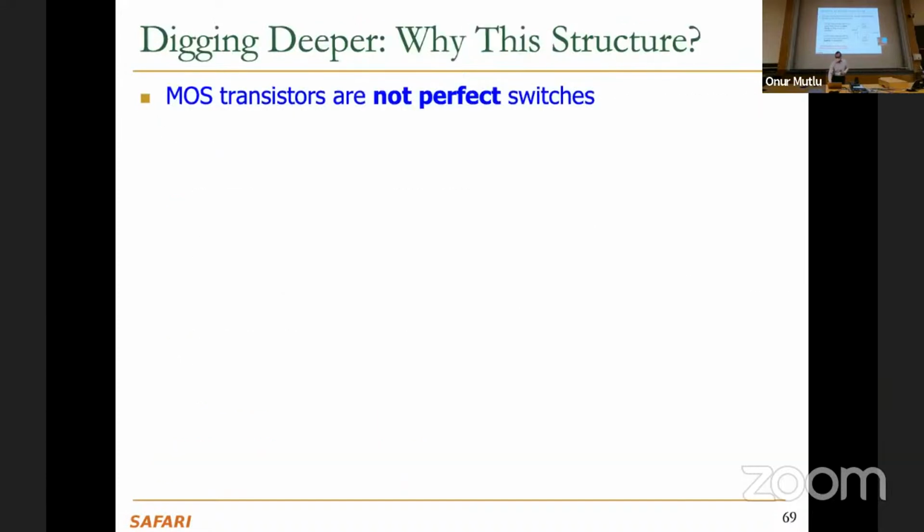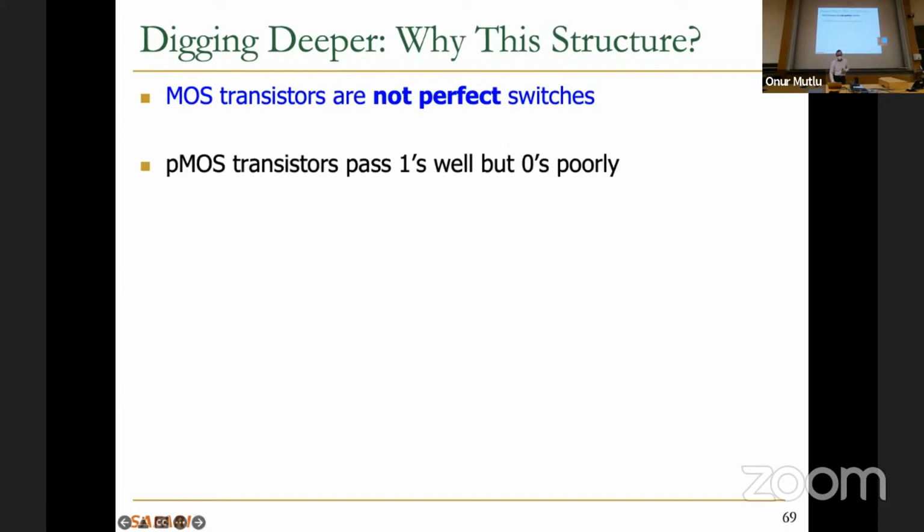Right? Okay. So let's dig a little bit deeper. Why do we have this structure? Because, as I said, most transistors are not perfect switches. So we're using this abstraction, but they're not perfect switches underneath. So as I said, PMOS transistors pass ones very well, high voltage very well, but zeros poorly.